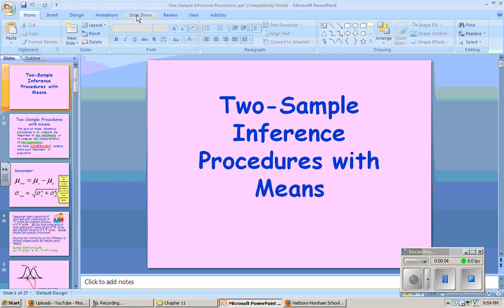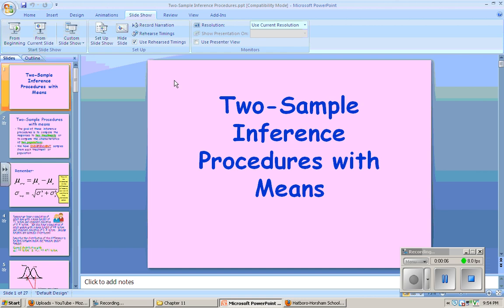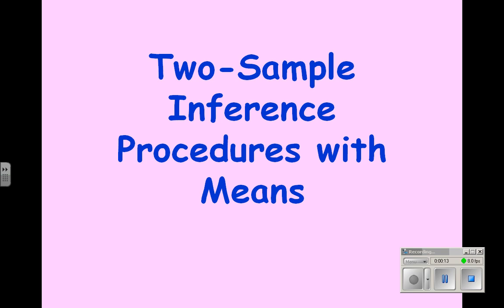Hello everyone. I'm going to do a quick little lesson on two-sample inference procedures with means. This is the follow-up from the matched pair. Now we're moving from a one-sample into a true two-sample inference procedure. We're going to talk about both confidence intervals and hypothesis tests using two samples.